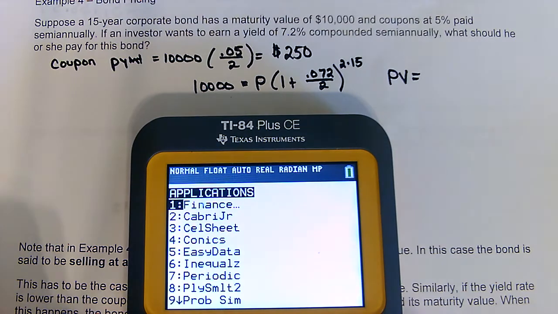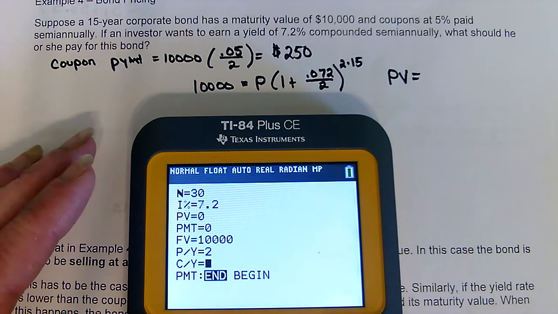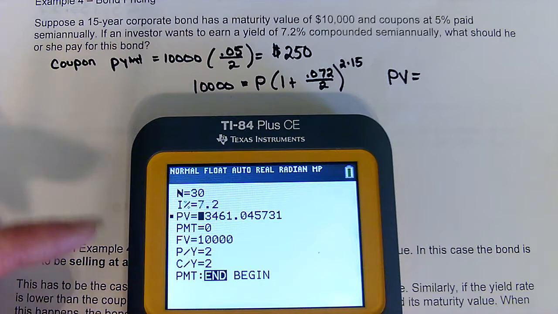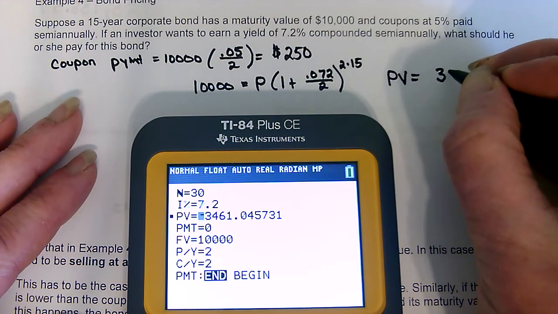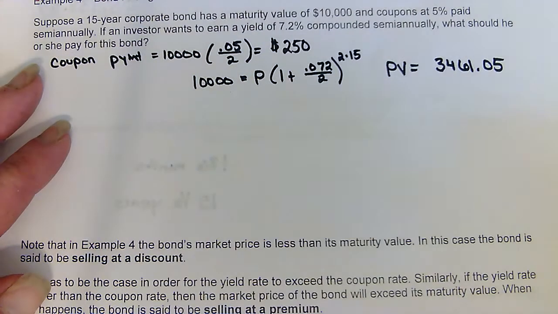So I'm going to use the app for this. This is in there for 2 times 15, an interest rate of 7.2. The present value is what we want to know. What we're talking about right now is not the coupon payments. This is just that investment of getting that maturity value of $10,000 when it's mature. So after 15 years, it's worth $10,000. That would mean its present value is $3,461.05.